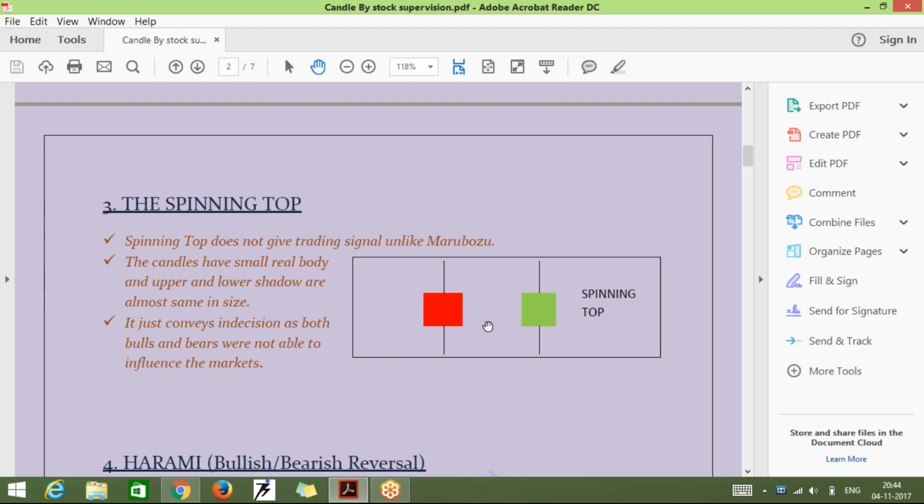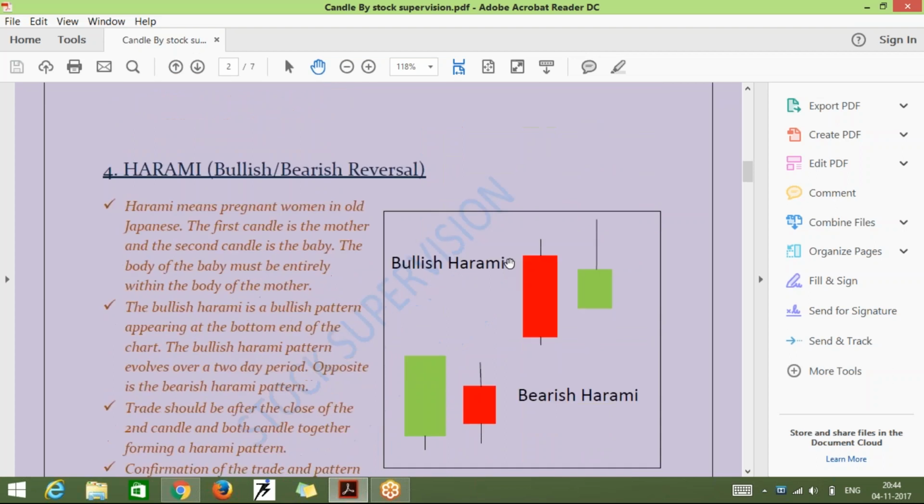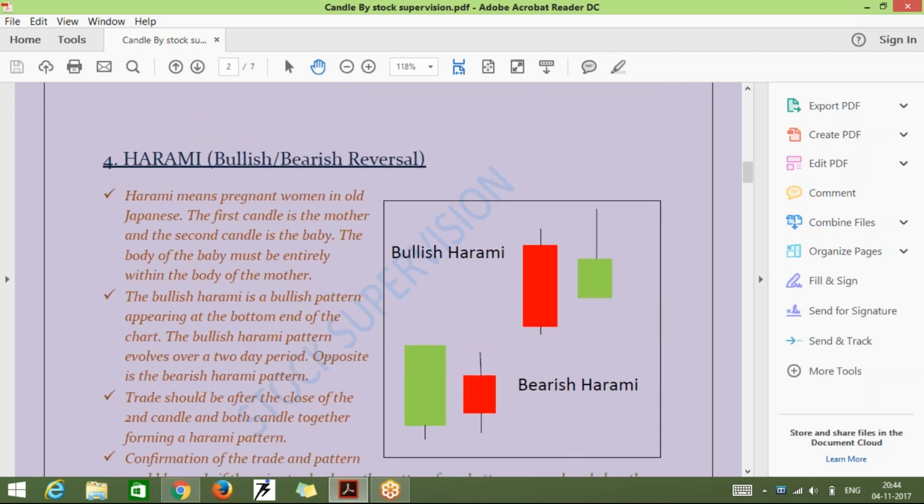So we'll next go to harami. It's a double pattern candlestick. In the Japanese language, harami means pregnant woman. So you can see the candles: the first candle is the mother, and the second candle is the baby. The body of the baby must be entirely within the body of the mother.